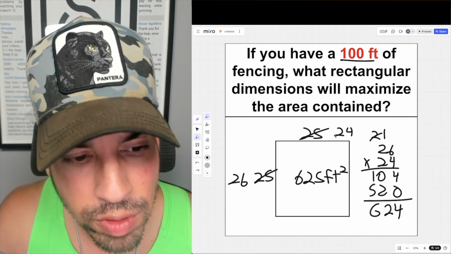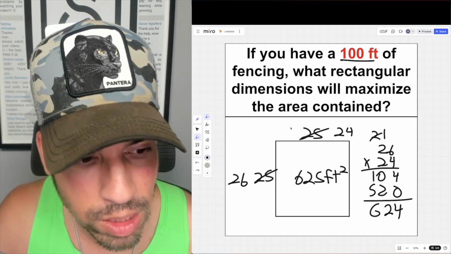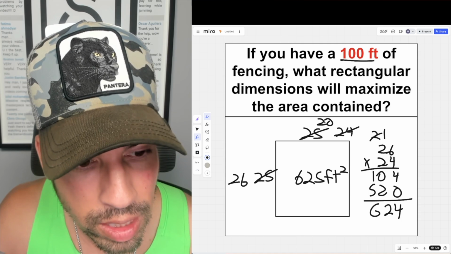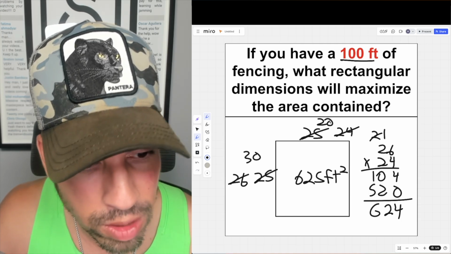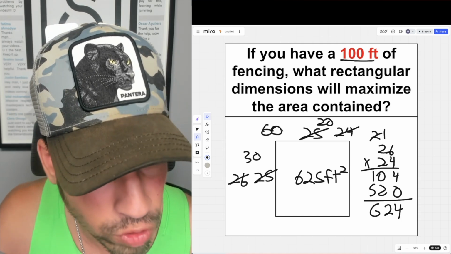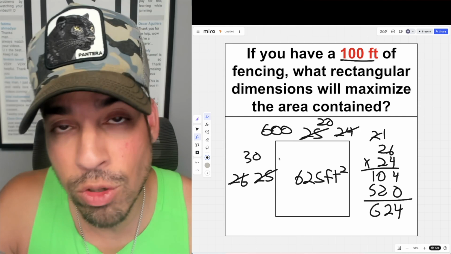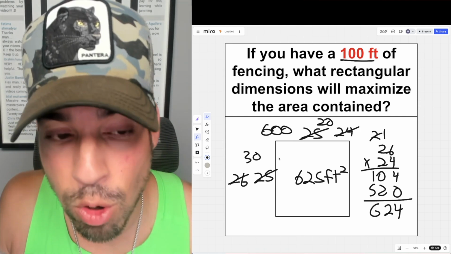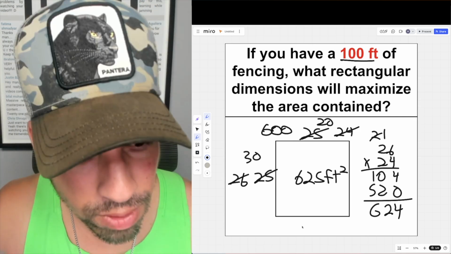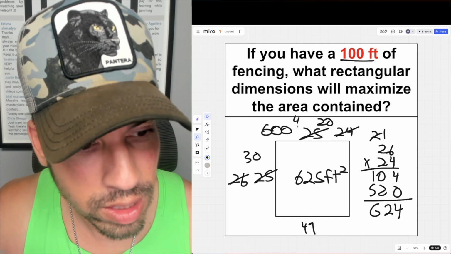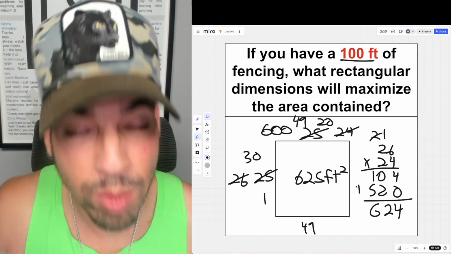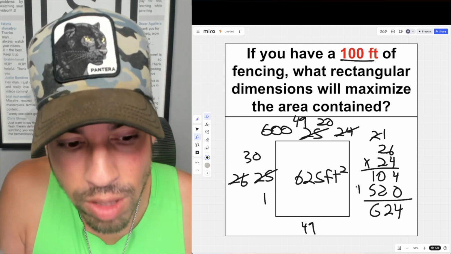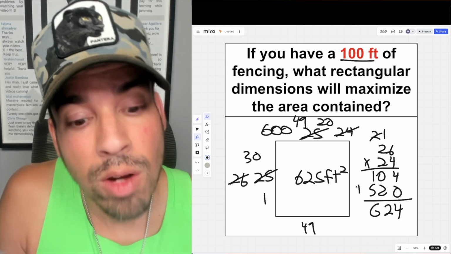Now we'll move it down further, right? We've got 100 feet. Another possibility is we could have 20 by 30. Multiply those two together, 20 times 30 is 600. That's a more substantial drop. So as you can see, as the side lengths get farther apart, as we go all the way down to 49, 49, 1, and 1, we could have a really long, skinny rectangle. That would only have an area of 1 by 49, which is 49.